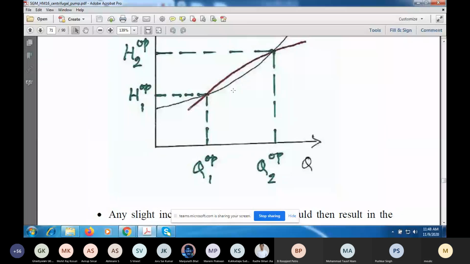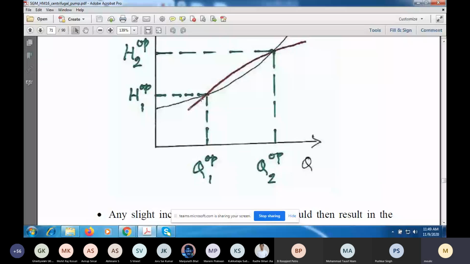So it is unstable. Likewise, suppose I close the valve slightly and reduce the flow rate. I move to the left of this point. Then the pump head reduces, and because the pressure increase in the pump is lower, it will tend to reduce the flow rate further. So you will not have a tendency to go back to this point.